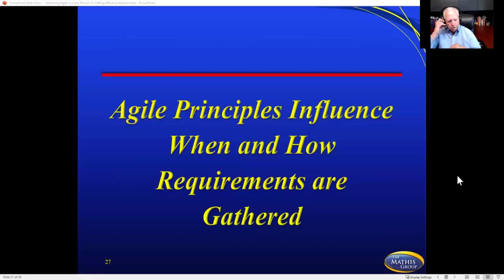All right, so Agile principles influence when and how requirements are gathered. On the traditional side, we're very familiar with using this on the front end. We gather requirements on the front end, we produce a product and project, and hand it to the customer on the back end. With Agile, we're giving it to them in pieces.